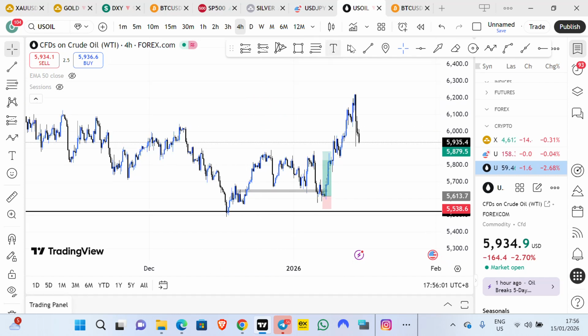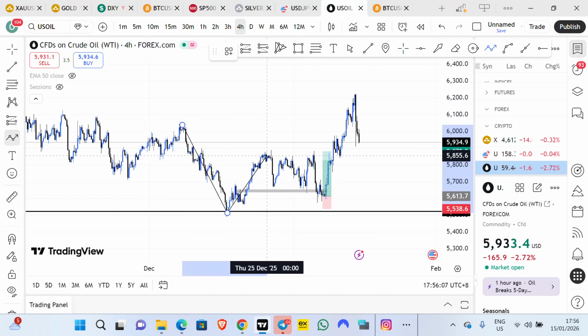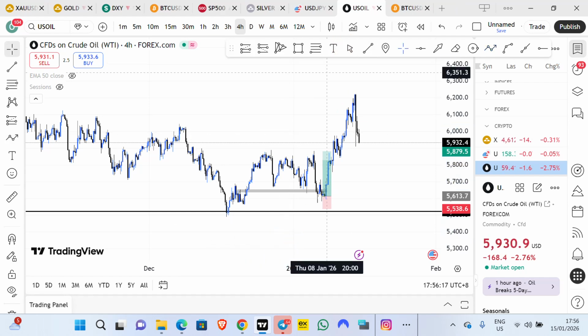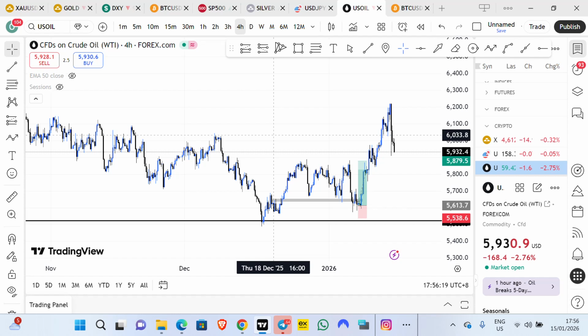Once you see a lower low, what you're expecting is a lower high. Once you see a lower high, the next thing you are targeting is a lower low, right? But as a trader, you have to understand that the market is in a downtrend, so you're looking for selling opportunity.